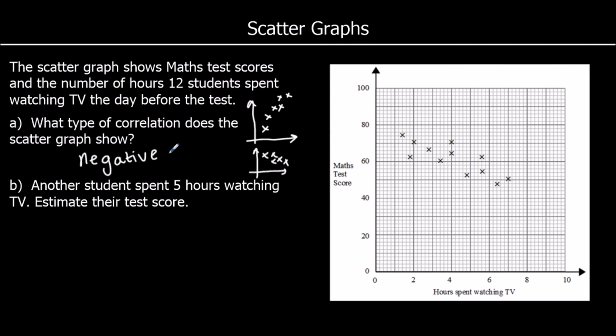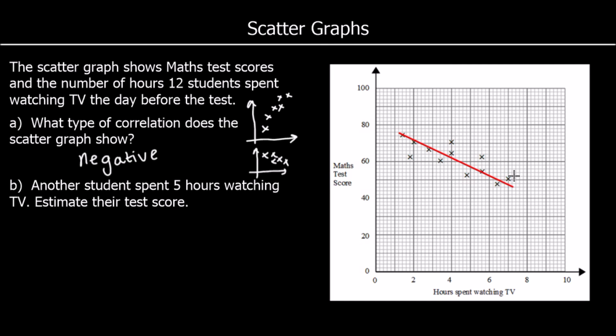Another student spent 5 hours watching TV. Estimate their score. So to estimate a score, we need to first draw a line of best fit. A line of best fit is a line that best represents the relationship. It's going to be a straight line that goes through the points with roughly the same number of points on both sides.